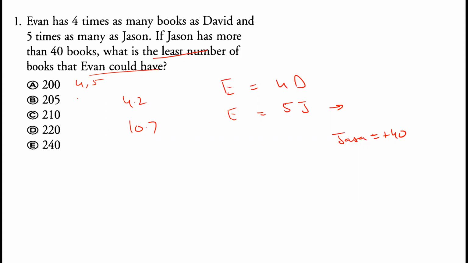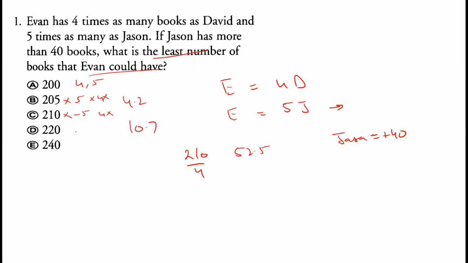Now 205 can be divided by 5, but it cannot be divided by 4 and leave a whole number. 205 divided by 4 would be 51.25. 210 can be divided by 5 without any remainder, but 210 divided by 4 gives 52.5, and you can't have 52.5 books. So 205 and 210 cannot be options.